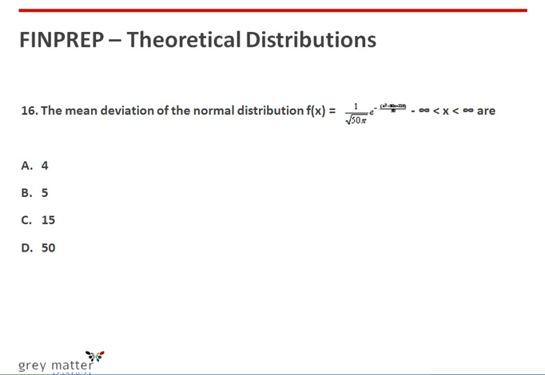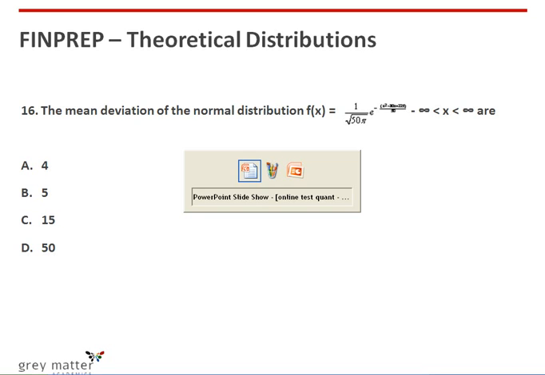16th question, the mean deviation of the normal distribution f of x is equal to 1 by square root of 50 pi e power minus x squared minus 50x plus 22x by, it is 50, I think, if I'm not mistaken, where x takes values from minus infinity to infinity.